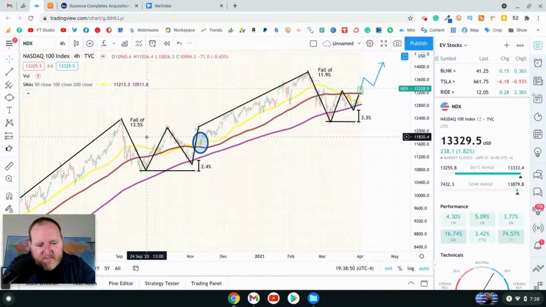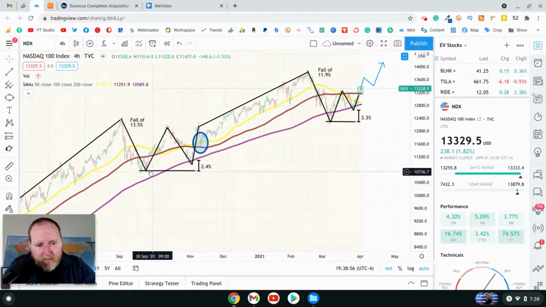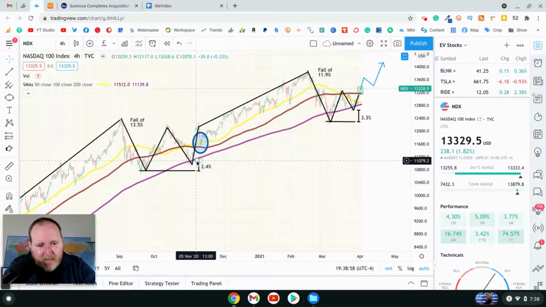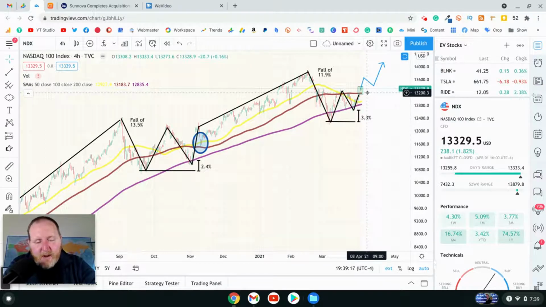Back in September and October of 2020, we had the exact same setup. We had a double bottom, we had a back test and bounce off the 100-day moving average, and then we rallied from November 2020 to February 2021. Is that what we're going to see now? It's very possible. But you also have to consider other market conditions as well.